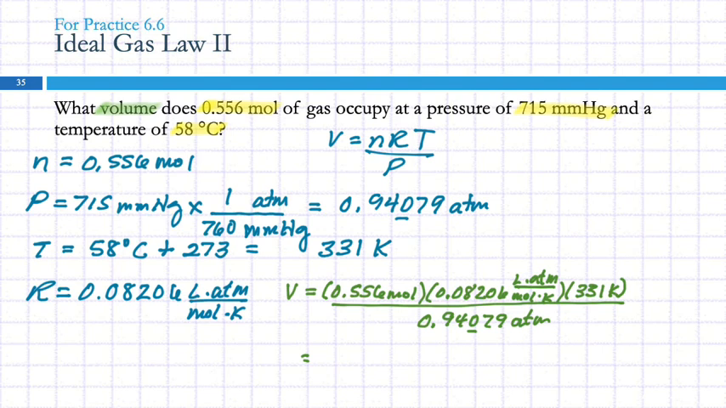0.556 times 0.08206 times 331 divided by 0.94079 gives 16.052. And if we check our units, the moles cancel, the atmospheres cancel, the kelvins cancel. And the unit here is liters. So my best answer would be 16.1 liters is the volume. Any questions?